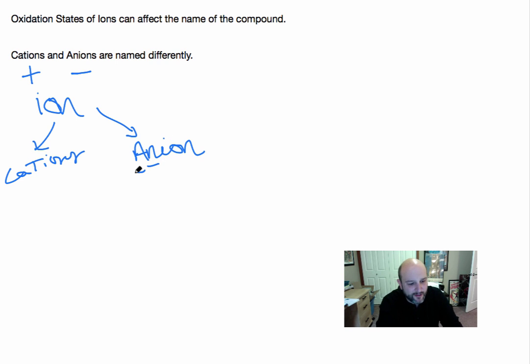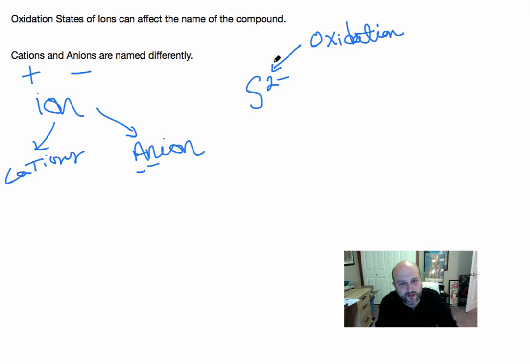They're named a little bit differently. So for example, S2 minus. Is this an anion or a cation? Well, that's negative, so it's an anion. It's a sulfur with a -2 oxidation state. Now you might think oxidation state has something to do with oxygen, and you would be wrong. It doesn't. There are historical reasons for that, but we sometimes call this its charge, but we're going to say that it is its oxidation state here. So that's the oxidation state.